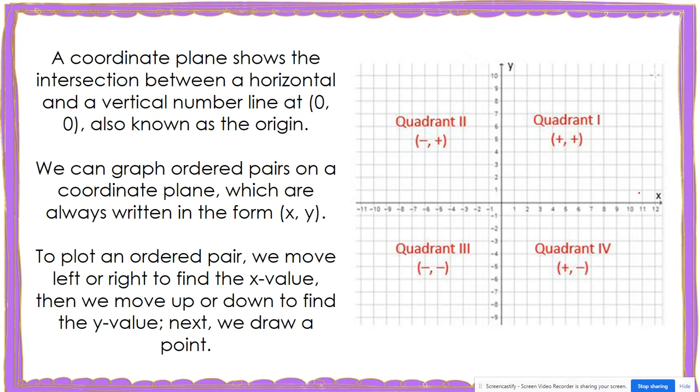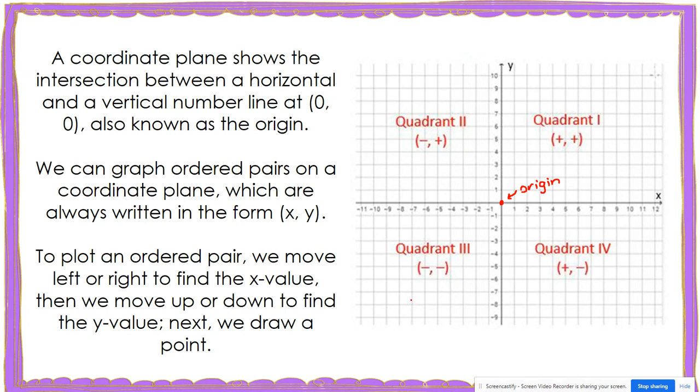A coordinate plane is the intersection of a vertical number line and a horizontal number line. You'll see on your screen that we have a horizontal number line, which is called our x-axis. Then we have a vertical number line, which is called our y-axis. These two number lines intersect right here at this point in the middle, and this point is where the x and the y values are both 0. This is called the origin.